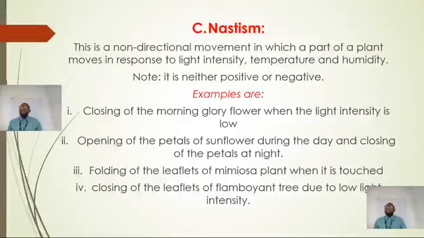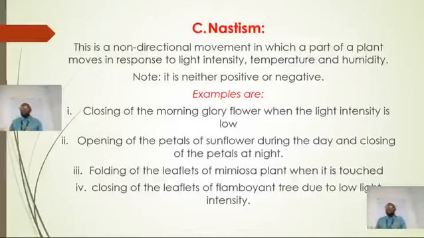Because nastism is a non-directional movement in which a part of a plant, don't forget, we are talking about plants again, moves in response to light intensity. If the light intensity is high, they will move in response. If it is low, they change their response. So that's why nastism is different. It's not the whole of the organism that moves, just the part.